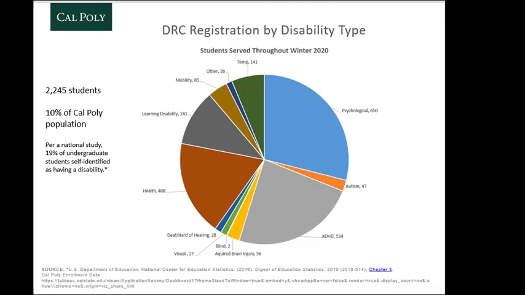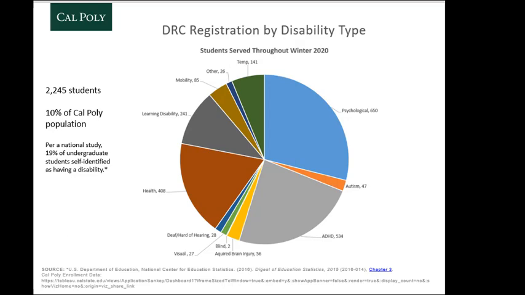Okay, so then this next slide is about DRC registration by disability type. Last winter, 2020, we had approximately 2,245 students who were active with us. That includes students who may have a temporary disability, so they may come to us at some point in the quarter and then leave if they no longer need accommodations. Just want to point out that psychological disabilities, which also includes ADHD, make up over half of the students we serve. So most of the students who we serve have non-visible disabilities.